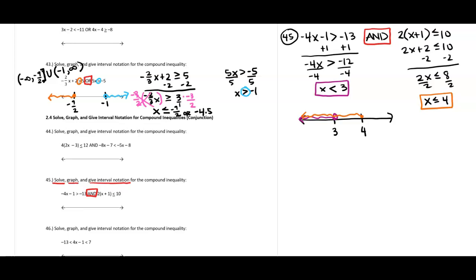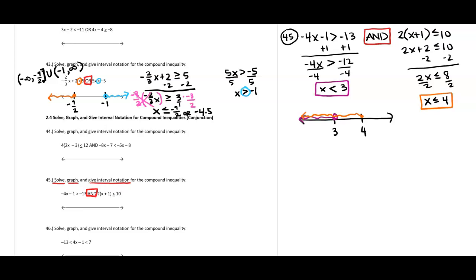Okay, so hopefully this is what you came up with here. So you got x is less than 3. Remember that you needed to flip that inequality sign because you divided by -4. And then your other answer was x is less than or equal to 4. And so if I plot that out, this is how it looks.